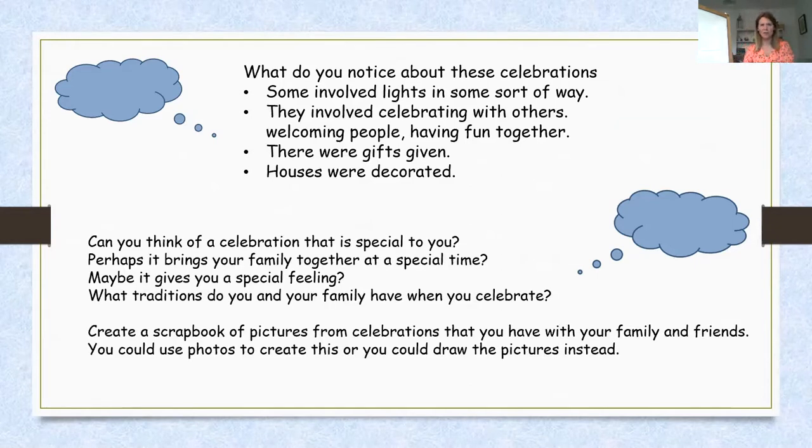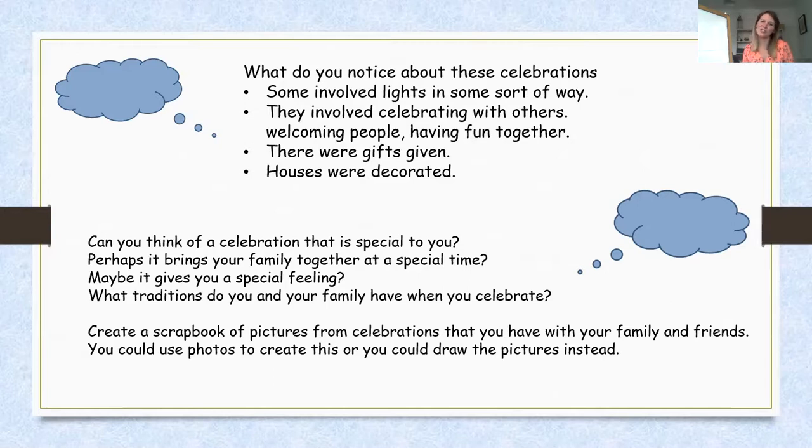Now, your task today is, can you think of a celebration that is special to you? Now, it may be one of the celebrations that we've just mentioned. Perhaps it brings your family together at a special time, and you have certain traditions that you do every year when you are celebrating that. Maybe it gives you a special feeling, so something you really, really look forward to every year.